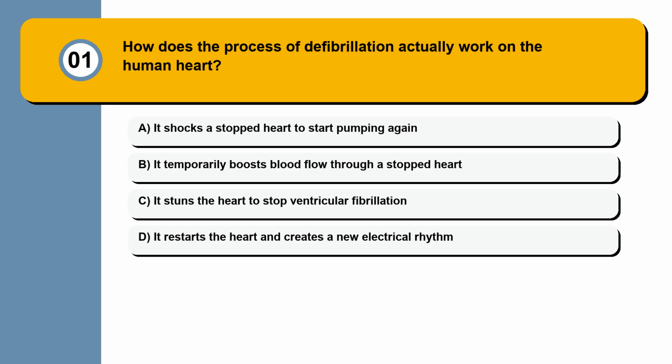Question 1. How does the process of defibrillation actually work on the human heart? It shocks a stopped heart to start pumping again. It temporarily boosts blood flow through a stopped heart. It stuns the heart to stop ventricular fibrillation. It restarts the heart and creates a new electrical rhythm.